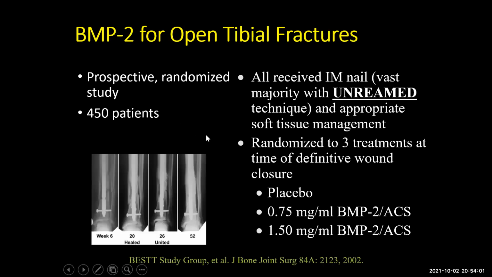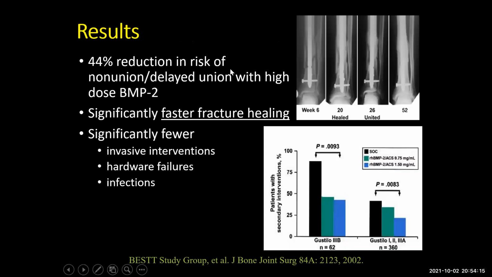So this is how BMP acts. All BMP should be used with nails in an unreamed manner, and after soft tissue management, there is a 44% reduction in risk of non-union and delayed union with BMP2. It has faster fracture healing, fewer invasive interventions, hardware failure and infection.